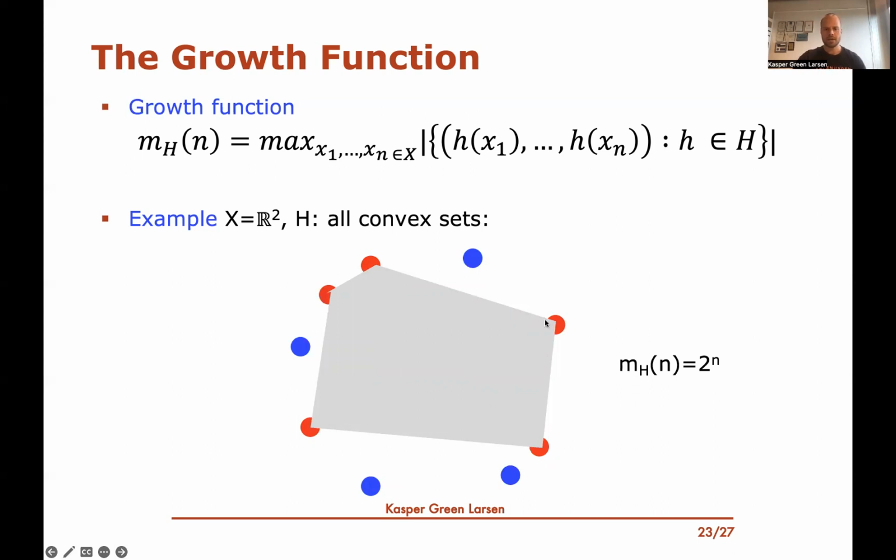I can generate a convex set that contains exactly those points and none of the rest, which means that I can actually generate 2 to the n distinct dichotomies on n points. I can generate all of them. Of course, if I have n points, there's at most 2 to the n different labelings. You can choose either red or blue for any given one of them. And here you can see that there is a way to choose n input points where, using convex sets, I can generate all 2 to the n different dichotomies. So the growth function here for convex sets is 2 to the n.